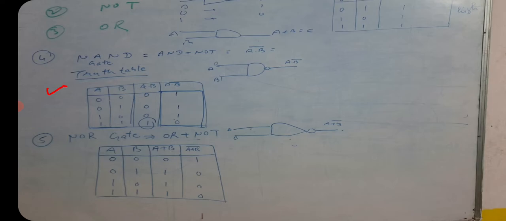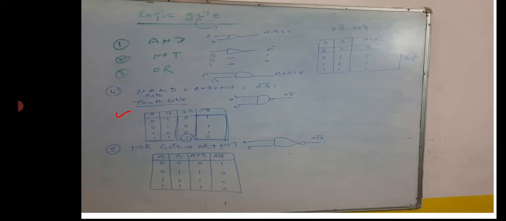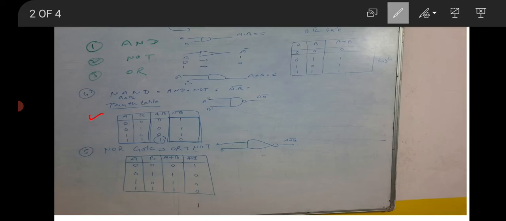And when we perform the NOT gate on A dot B, it inverts all the outputs. That means all the zeros are converted into 1 and 1 becomes 0. So the final result is 1, 1, 1, 0. This is our final result, 1, 1, 1, 0.